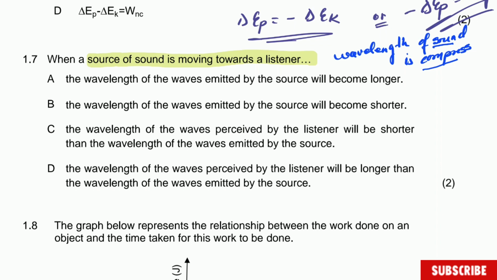The wavelength of the wave perceived by the listener will be shorter than the wavelength of the wave emitted, and this one is the correct answer. Be careful. This question is very confusing and tricky for learners. The wavelength of the wave perceived by the listener will be longer. No, that one is not correct. So the correct answer could be either B or C, but be careful, it's very tricky. But good luck with this question.